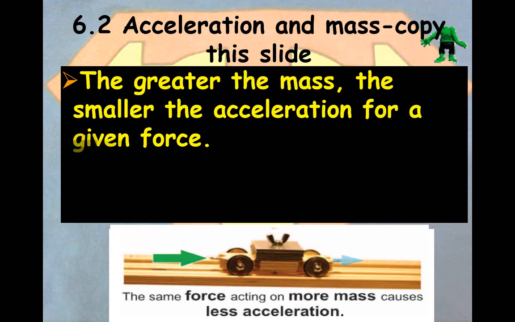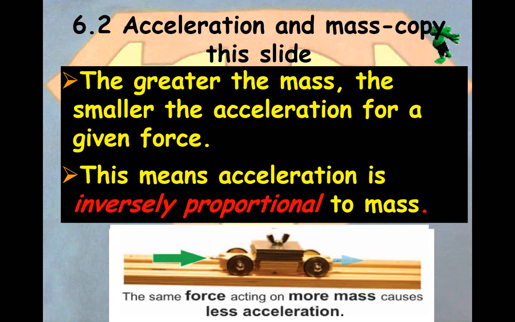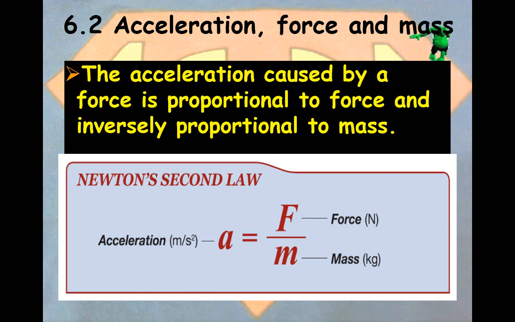Copy this slide. The greater the mass, the smaller the acceleration for a given force. This means acceleration is inversely proportional to mass. The greater the mass, the smaller the acceleration of a given force. So, as the mass gets greater for a given force, it's not going to speed up as fast because it's going to require more force to do that. Acceleration is caused by force and is proportional to the force and inversely proportional to its mass.